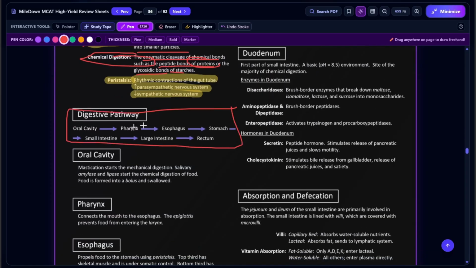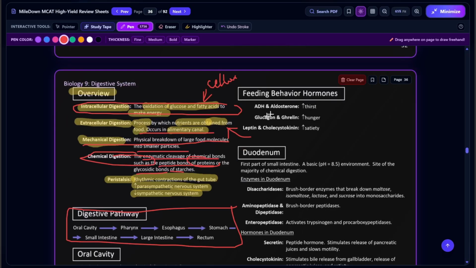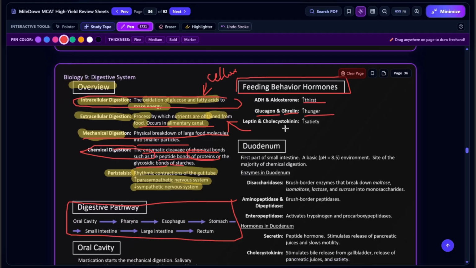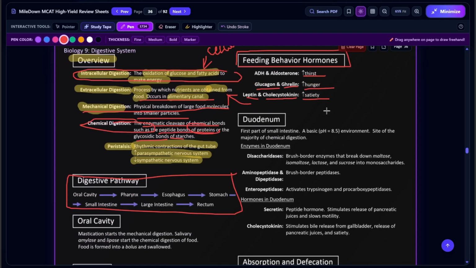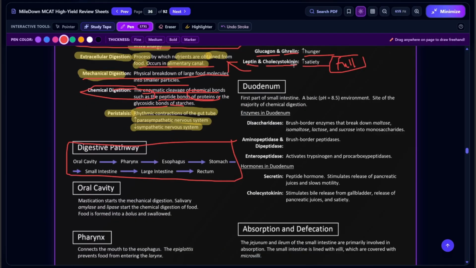For the digestive pathway, you need to just memorize it: oral cavity, pharynx, esophagus, stomach, small intestine, large intestine, to your rectum. Feeding behavior hormones: ADH and aldosterone increase thirst. Increase in hunger is because of glucagon and ghrelin. And then leptin and cholecystokinin increase your satiety, so you feel full easily, because your leptin and cholecystokinin are high.